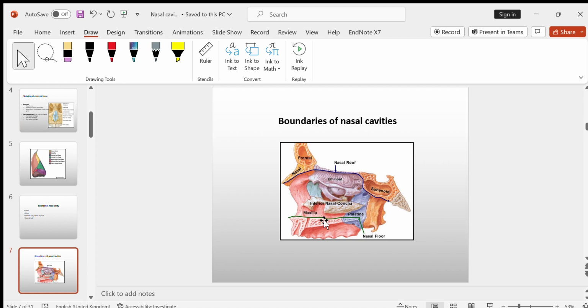The floor of the nasal cavity is formed by two bones. In the front, we have the palatine process of the maxilla, this red part, and behind we have the horizontal plate of the palatine bone, this purple part.